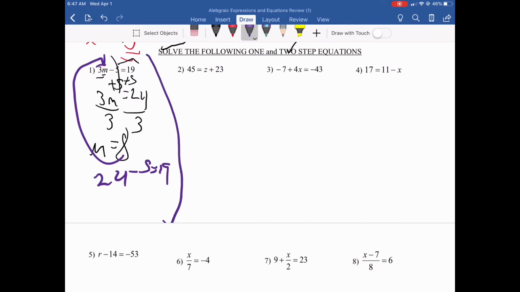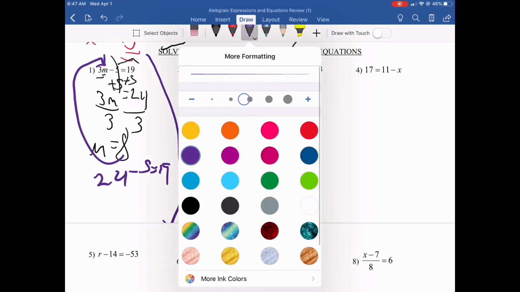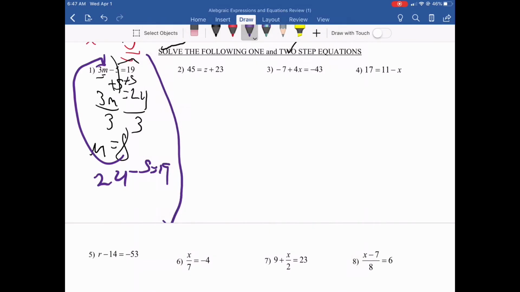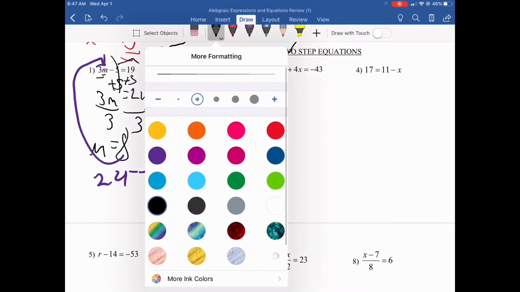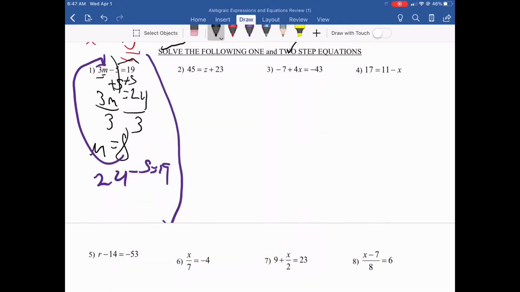Okay. Change. All right, make sure our pens are right. They're a little thick. All right, on to the next.